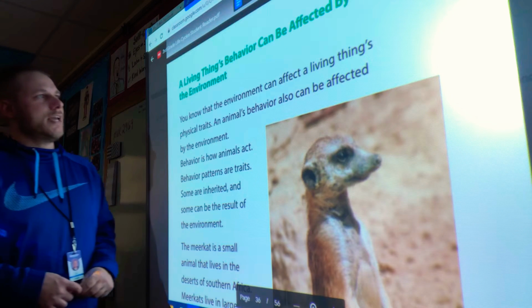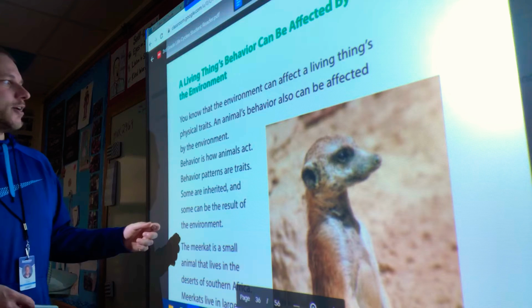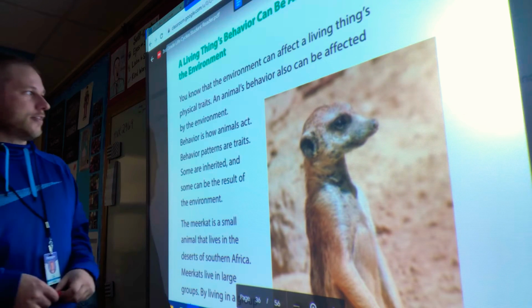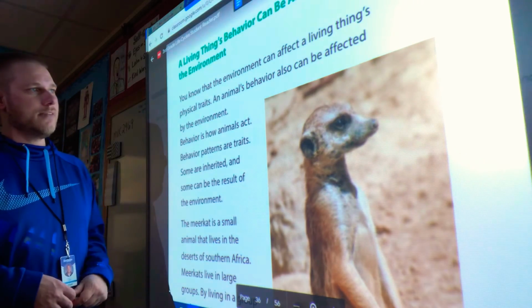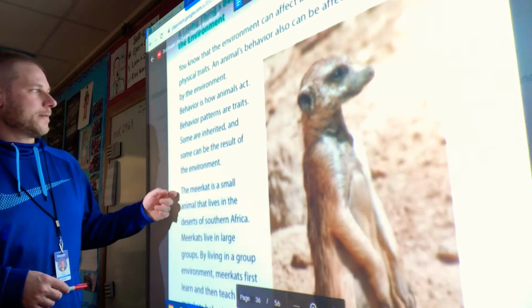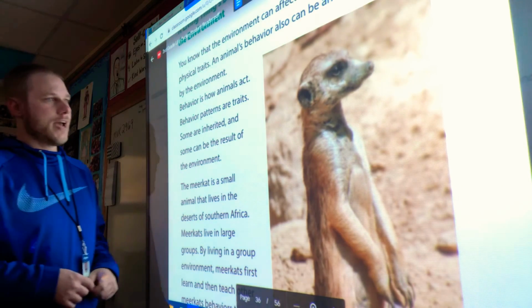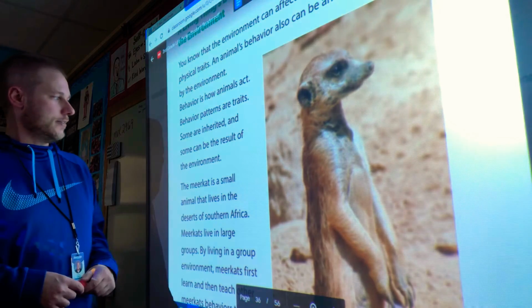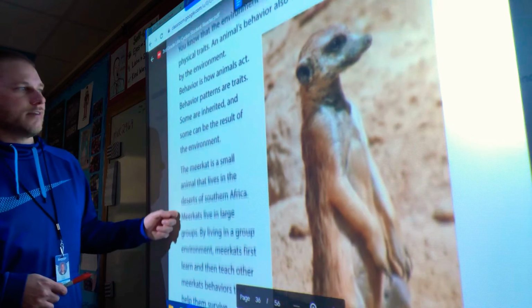A living thing's behavior can be affected by the environment. You know that the environment can affect a living thing's physical traits. An animal's behavior also can be affected by the environment. Behavior is how animals act. Behavior patterns are traits. Some are inherited, and some can be the result of the environment.